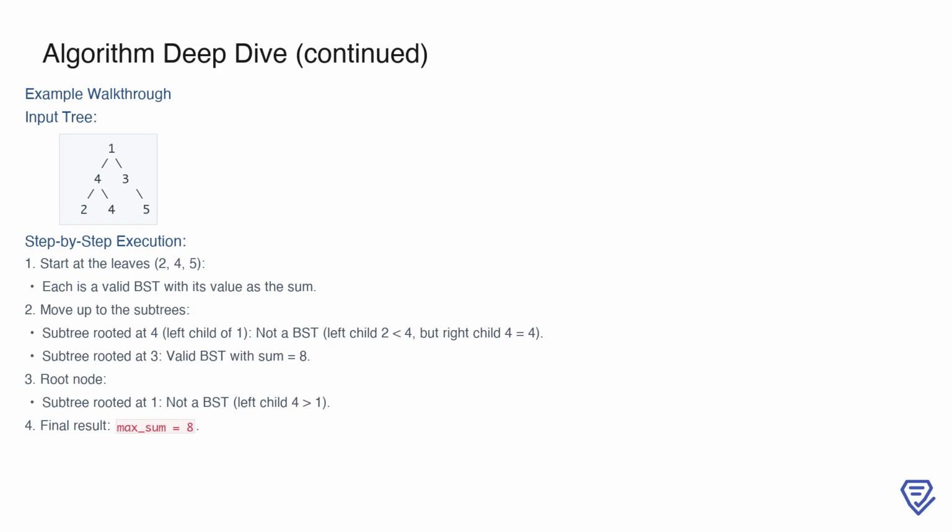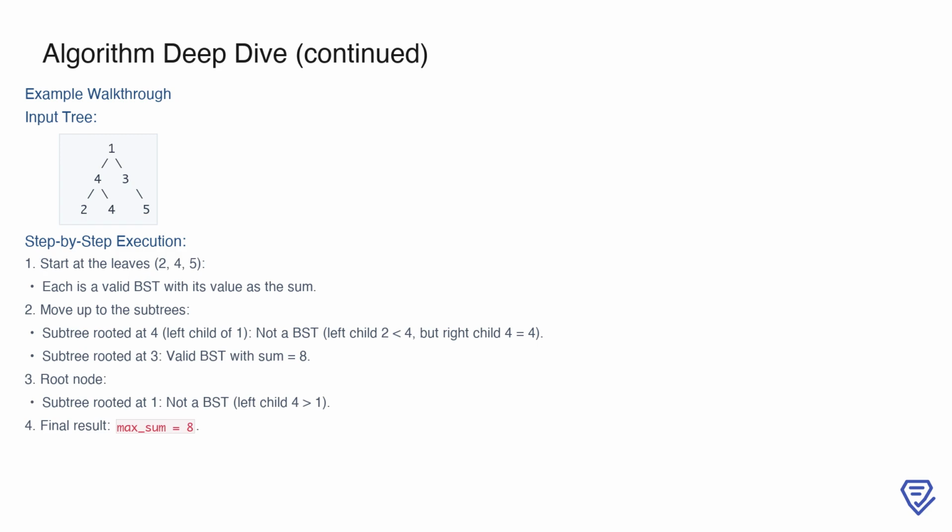Consider a binary tree with the root node 1, which has 2 children, 4 on the left and 3 on the right. The left child 4 has 2 children, 2 and 4, while the right child 3 has a single right child, 5. Starting with the leaf nodes, we process the nodes 2, 4, and 5. Each of these nodes is a valid BST, and their sums are simply their values. Next, we evaluate the subtree rooted at the left child 4.